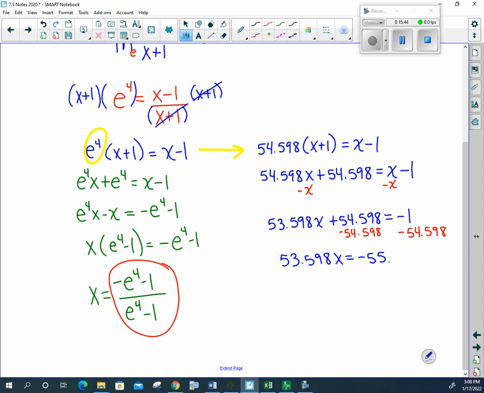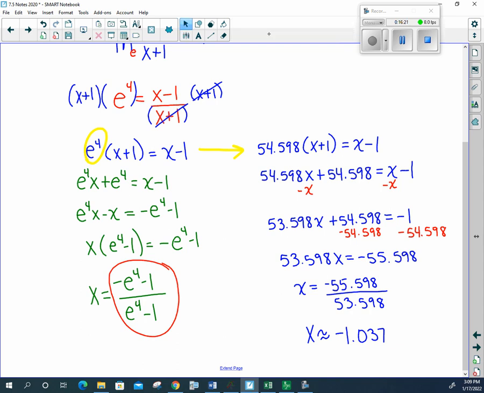Okay, so x is going to be negative 55.598 divided by 53.598. So let's just go ahead and do that in our calculator. So negative 55.598 divided by 53.598 is about negative 1.037. Okay, so that's what x equals.